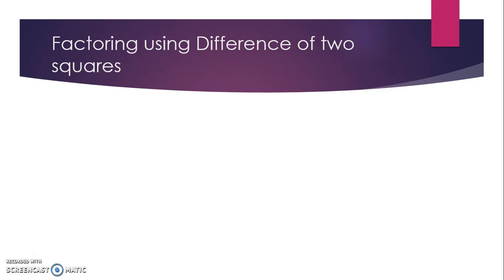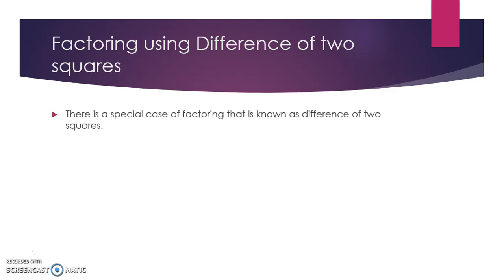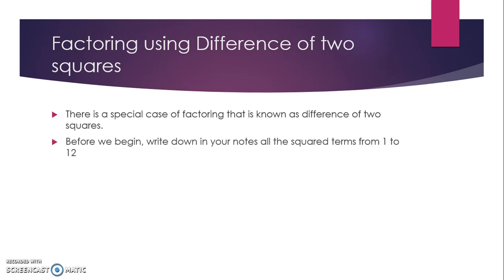Another type of factoring is called difference of two squares. You've probably seen this before. It's called a special case of factoring because you have the difference of two quantities that have actually been squared. Before we actually begin that, make a note in your notes, or write down, all the square terms from 1 to 12. So what you should have is the beginnings of this: 1 squared is 1, 2 squared is 4, 3 squared is 9, go all the way till you get to 12, just to remind yourself what those perfect squares are.